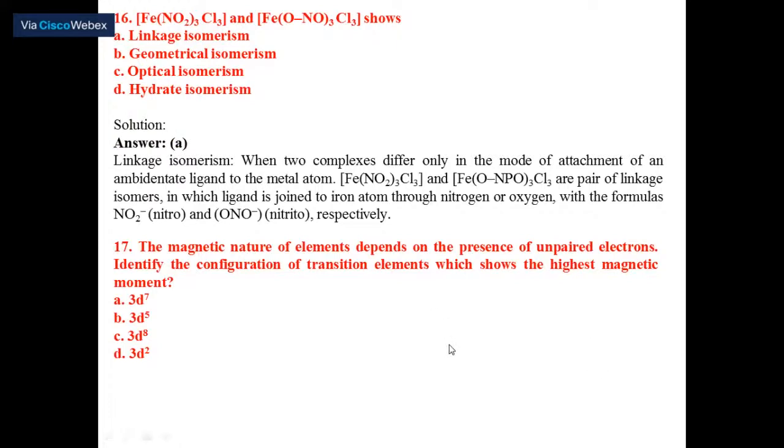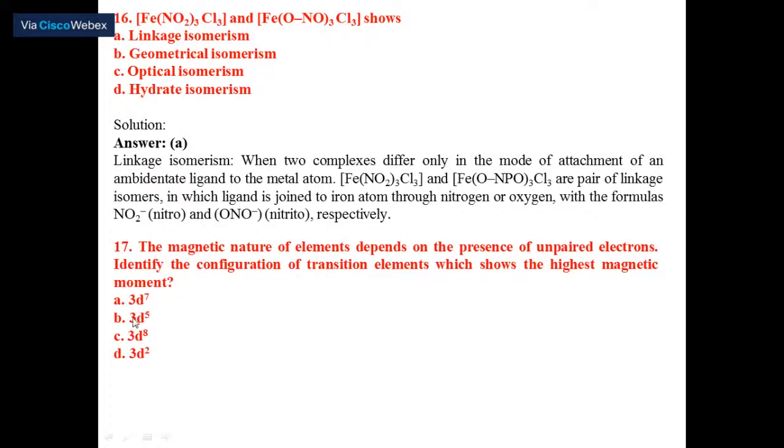So the magnetic nature of elements depends on the presence of unpaired electrons. Identify the configuration of transition elements which shows the highest magnetic moment. So which is having more unpaired electrons, that exhibits the highest magnetic moment. You can see 3d7. 3d7 means 5 plus 2, that means it contains 3 unpaired electrons. In this case, 3d5, 5 unpaired electrons. 3d8, so how many unpaired electrons? 2 unpaired electrons. 3d2, 2 unpaired electrons. Which is having the most unpaired electrons?